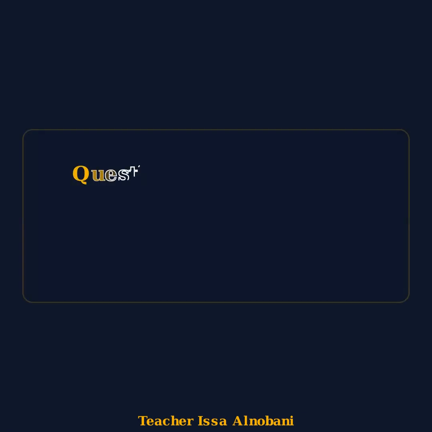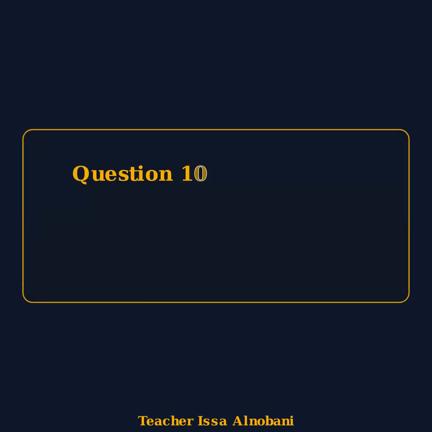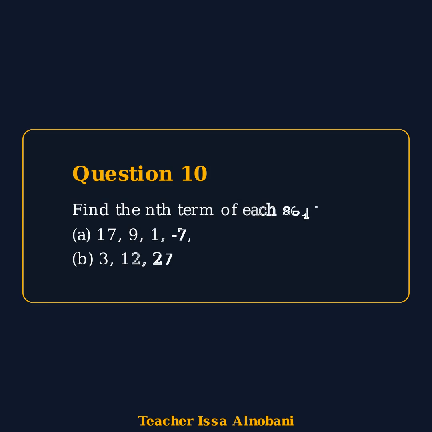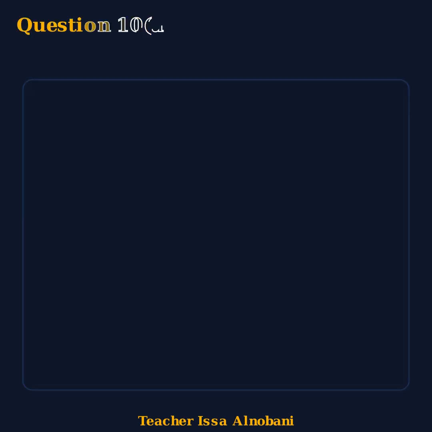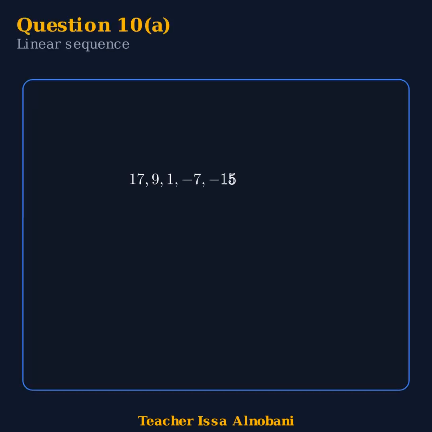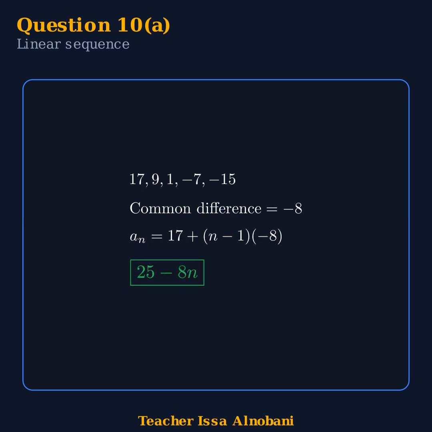Question 10. Find the nth term of each sequence. Part A, 17, 9, 1, -7, -15. Part B, 3, 12, 27, 48, 75. The first difference is -8, so the sequence is linear. The nth term is 25 minus 8n.